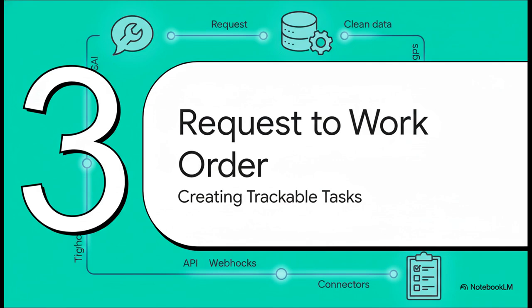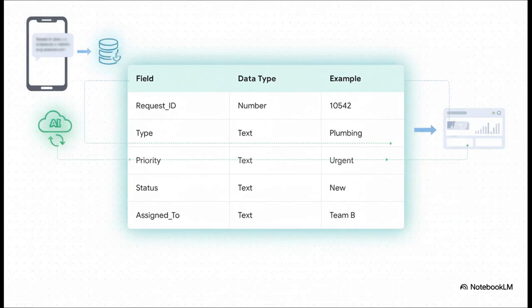This is where we turn all that intelligence into a real, trackable task for our operations team. So, that structured data from the AI, it's used to automatically create a new record in our central database. As you can see right here, that vague text message has now become a formal work order. It has a unique ID, a clear type, a priority level, a status. It's official. It's trackable. The chaos is completely gone.